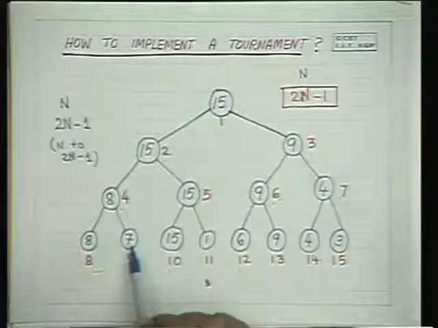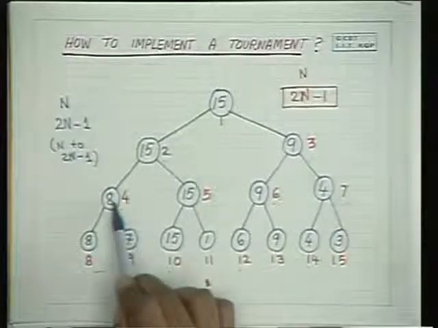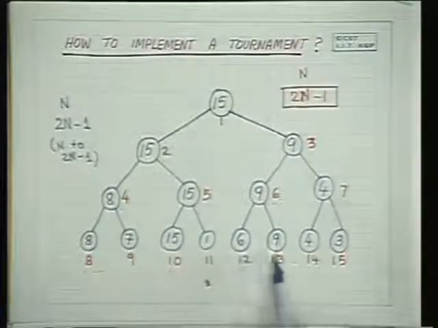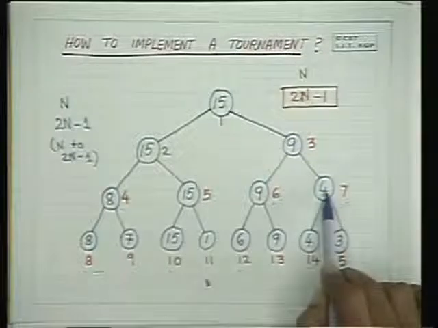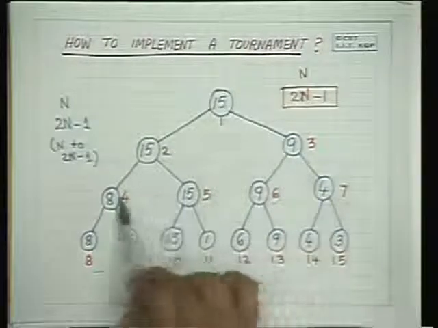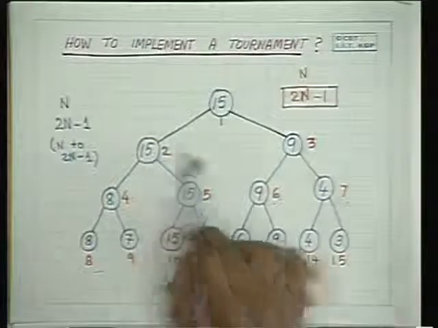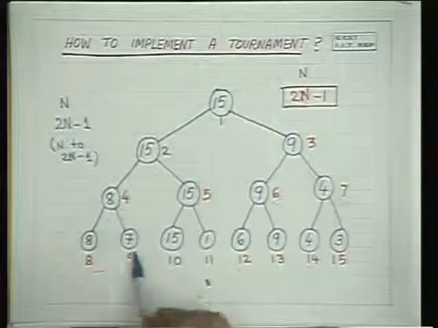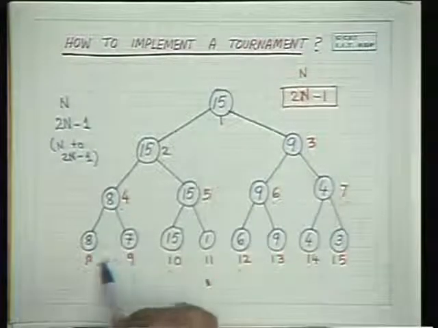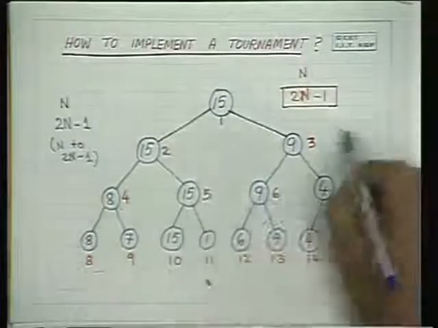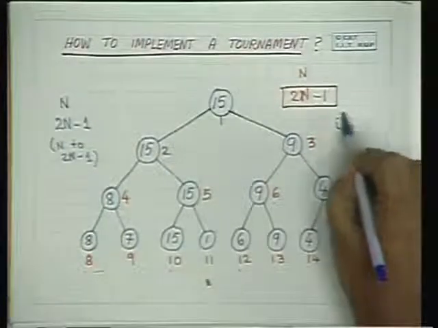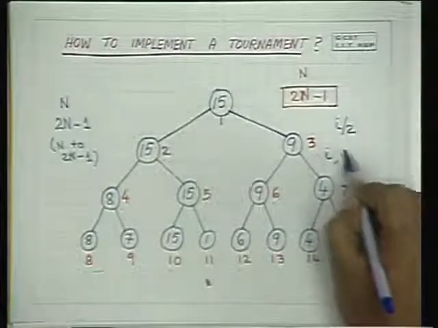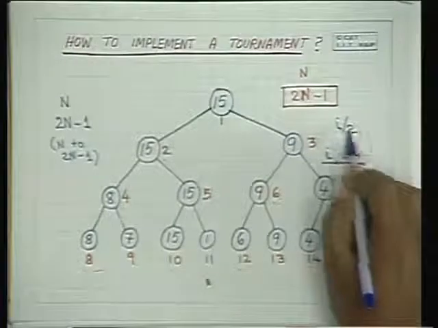Now the comparison would come as follows. 8 and 9 would be compared, and the larger one would be stored in 4, 10 and 11 in 5, 12 and 13 in 6, 14 and 15 in 7. Similarly, 6 and 7 in 3, 4 and 5 in 2, and similarly the comparison of 2 and 3 in 1. Therefore, the comparison of the ith and the (i plus 1)th indexed number would be stored in the i by 2th location, when we do integer division. So i and i plus 1 would be stored in i by 2.